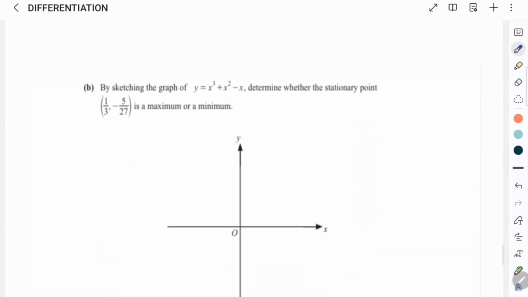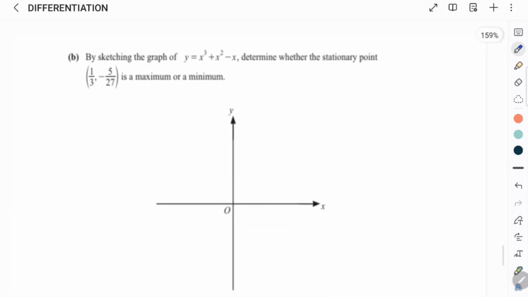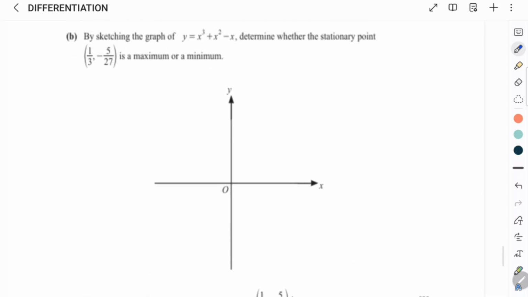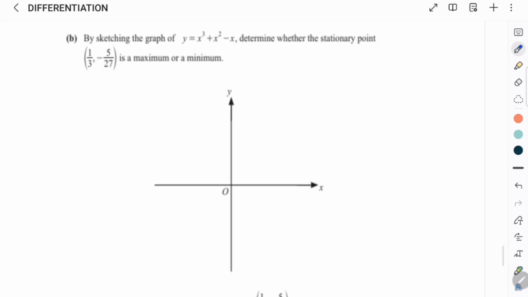The next part of the same question, they're asking you to sketch and then find out the minimum or the maximum point. So remember, they're not asking you to double differentiate, and this is a 2 marks question. They're not asking you to double differentiate, that's not acceptable. They're asking you to sketch and then find out. Alright, so it's a cubic curve like this.